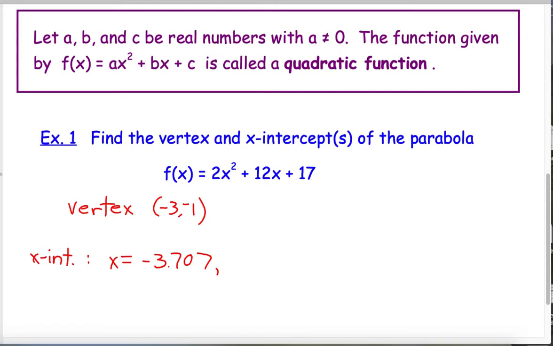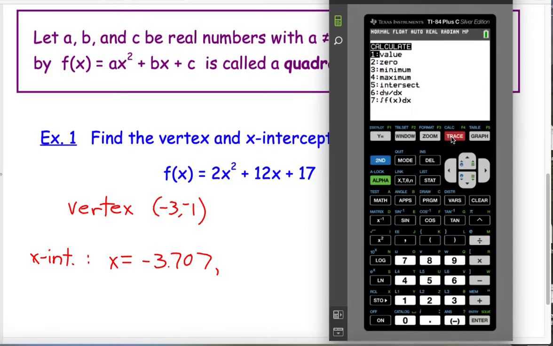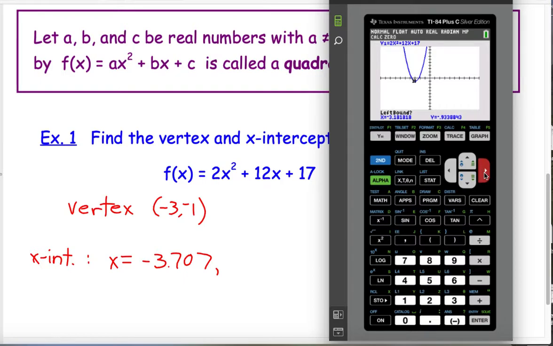If the vertex is on the x-axis, you'll get one x-intercept. If the vertex is below the x-axis, you'll get two x-intercepts, like this case. If the vertex winds up being above the x-axis, then there won't be any x-intercepts because it never crosses the x-axis. Now I'm going to find the other 0: second trace, calculate 0. Go to the left of that, then go to the right of it, and then enter for the guess. The other 0 is negative 2.293 if I round it.